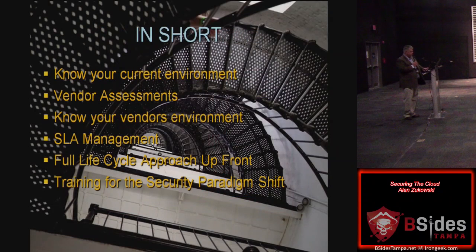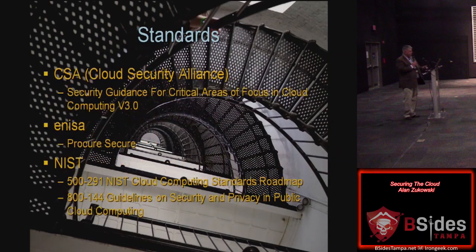All right, well, we talked about what was in short. And so here are the standards that you need to look at. Cloud Security Alliance, CSA, the security guidance for critical areas of focus in cloud computing, version 3. ENISA is from Europe, and they put out a bunch of stuff on this. It's really, really good stuff. And obviously NIST 500-291, NIST Cloud Computing Standards Roadmap, 800-144 Guidelines on Security and Privacy in Public Cloud Computing.